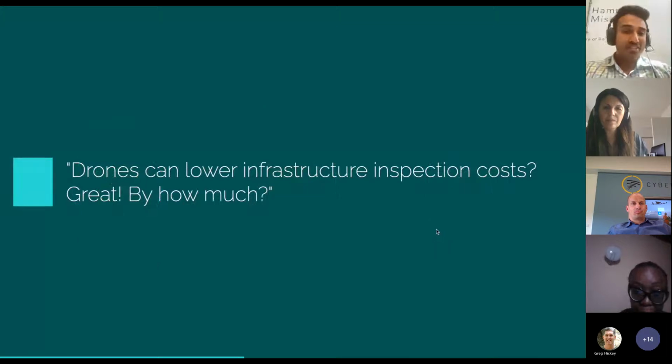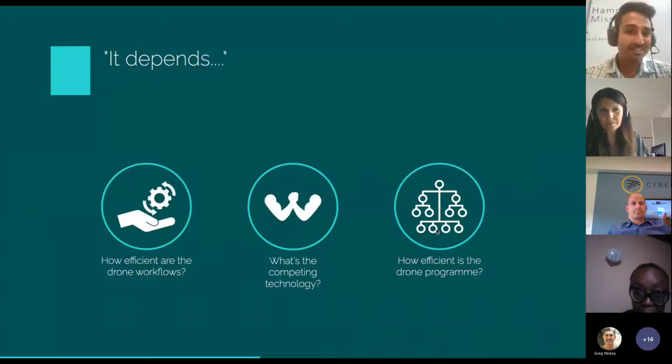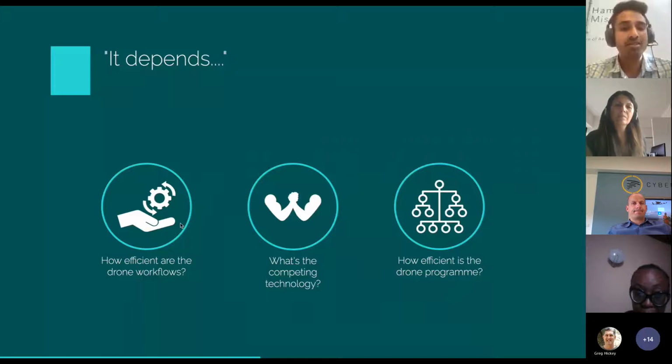Whenever I say to people that drones can really lower the infrastructure inspection cost, the first question I get is, great, by how much? And to that, my answer is always, it depends. It depends on a number of different things. I think the three things it really depends on is, A, how efficient are the drone workflows? It's not okay to just use a drone and expect it's going to be ultimately cheaper. It's how you use that drone, how you use that data, how you build workflows in your organization that makes that cost value equation a lot easier to understand.